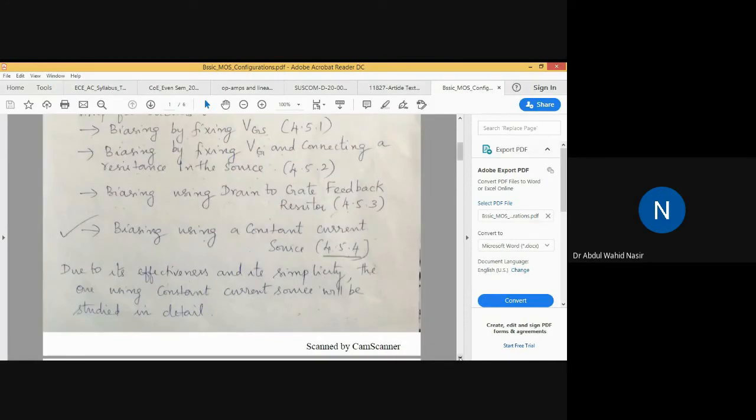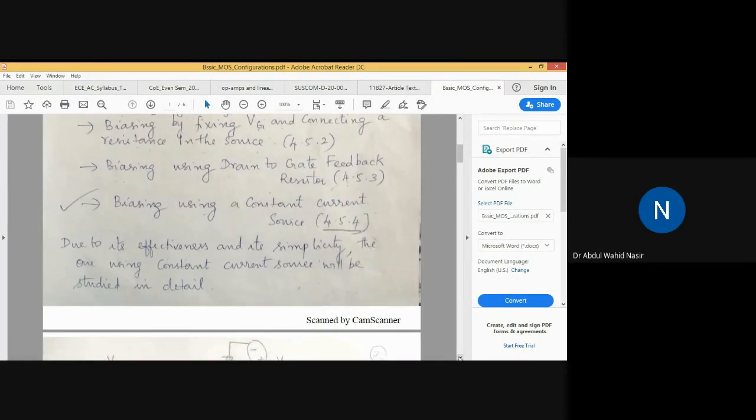So first, what is the reason for using constant current source biasing for a MOSFET? The main thing is its effectiveness and its simplicity. The one using a constant current source will be studied in detail. So the effectiveness and simplicity.